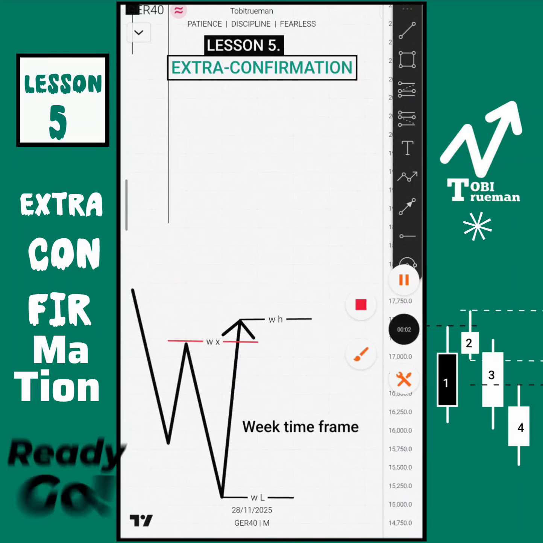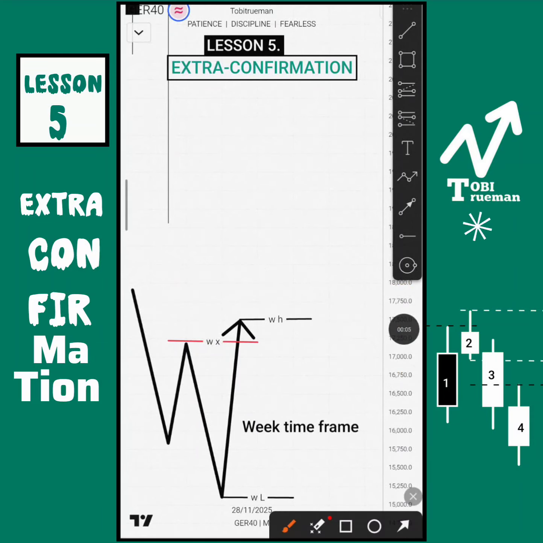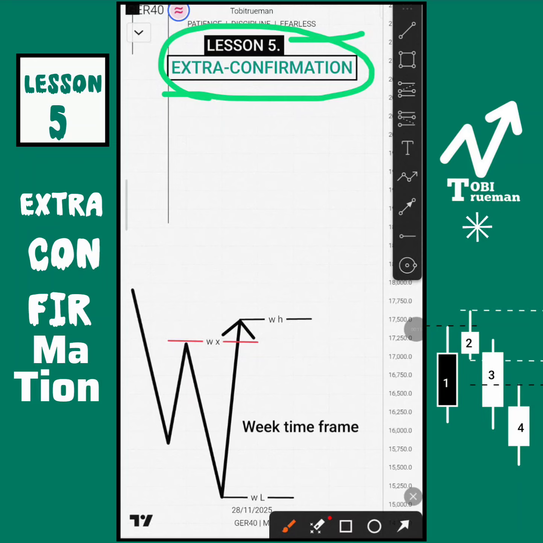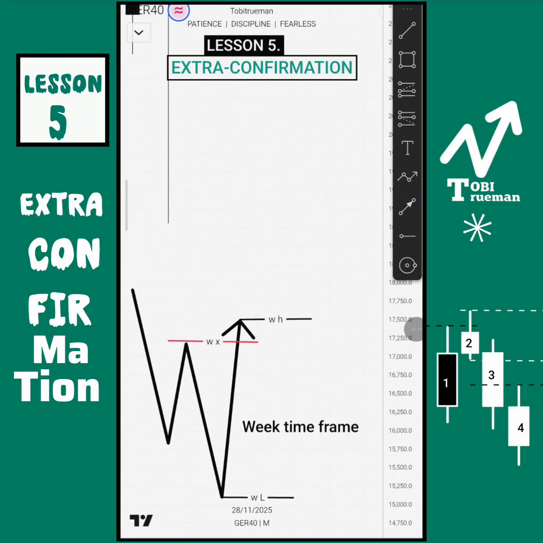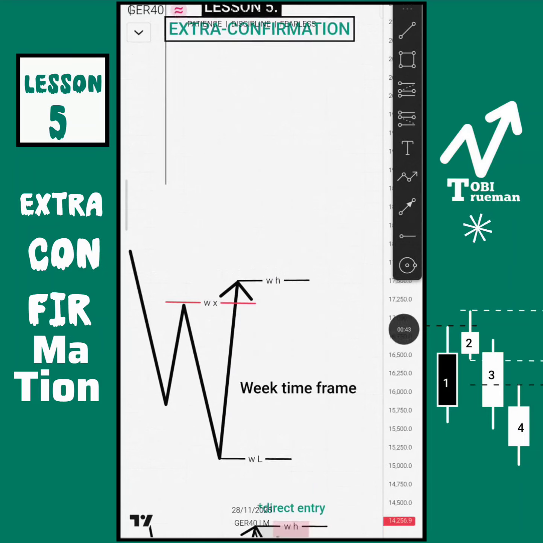Okay, everyone, you are welcome again as we look into lesson number 5, and we'll be talking about extra confirmation. Extra confirmation on lesson number 5, based on our two-step strategy, which is, the first one is the confirmation strategy or continuation, and then the second strategy is all about reversal. These two work together to give us a very good trade that has a high probability of playing out in our direction.